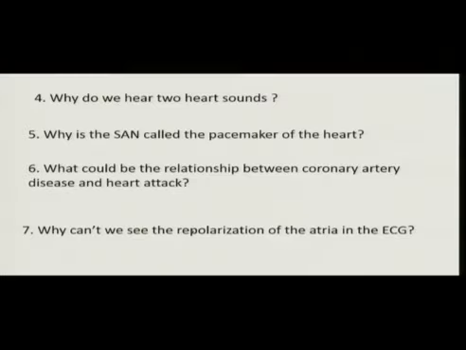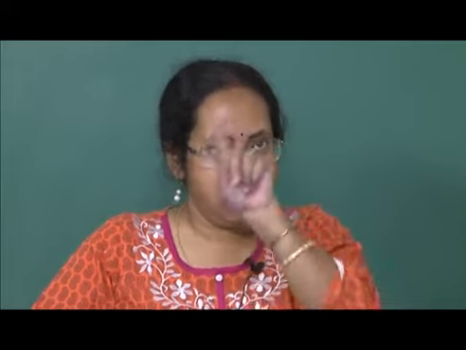The last question is, why can't we see the repolarization of the atria in the ECG? As I described the graph in the ECG to you, there are different parts in that. There was the P, the QRS and the T. The P represents the depolarization of the atria, and the QRS complex represents the depolarization of the ventricles. Now, after the depolarization of the atria, there should be a repolarization of the atria. We can see the repolarization of the ventricles, which is the T wave. Then why can't we see the repolarization of the atria in the ECG?